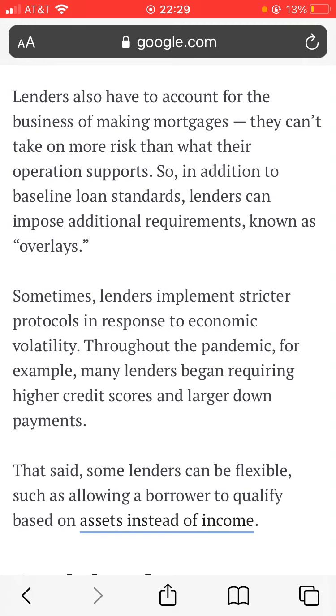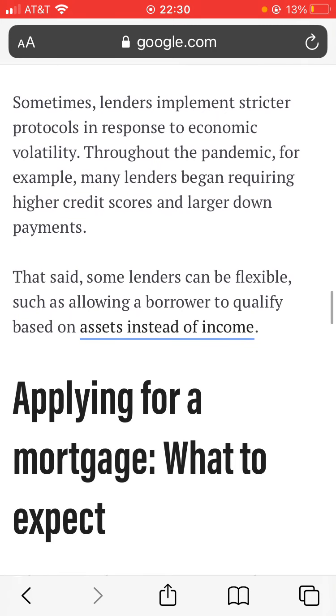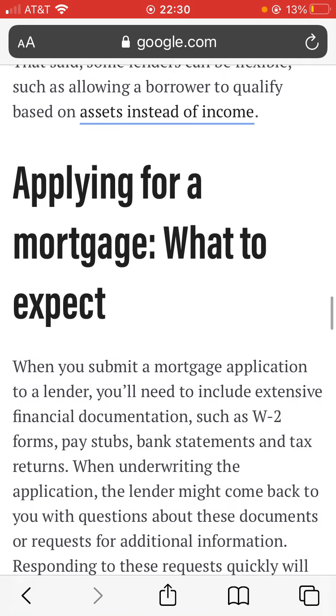So in addition to baseline loan standards, lenders can impose additional requirements known as overlays. Sometimes lenders implement stricter protocols in response to economic volatility. Throughout the pandemic, for example, many lenders began requiring higher credit scores and larger down payments. They said some lenders can be flexible, such as allowing a borrower to qualify based on assets instead of income.